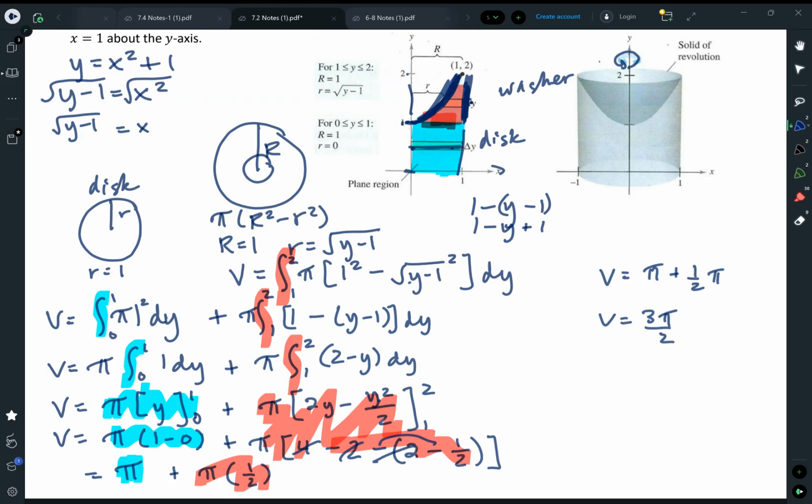Of course, units cubed. It's interesting that the volume for the top part ends up being exactly half the volume of the bottom part. Very interesting. But this last one was, of course, the most difficult because we're combining these different shapes.